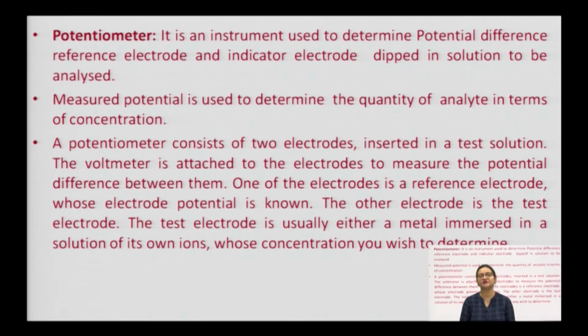As the analyte concentration changes, the potential changes over the indicator electrode, which is being measured by the voltmeter as a sudden potential drop or sudden potential change. The measured potential, which is the potential difference measured by the voltmeter, is used to determine the quantity or concentration of the analyte.